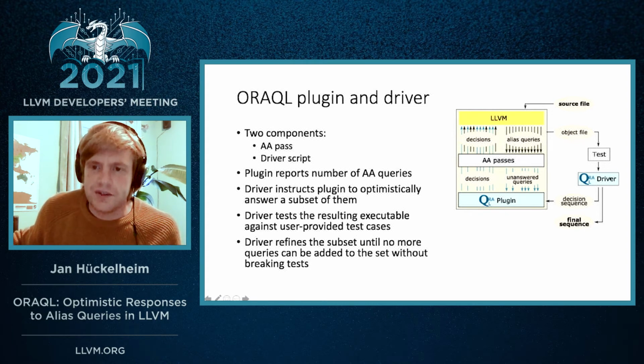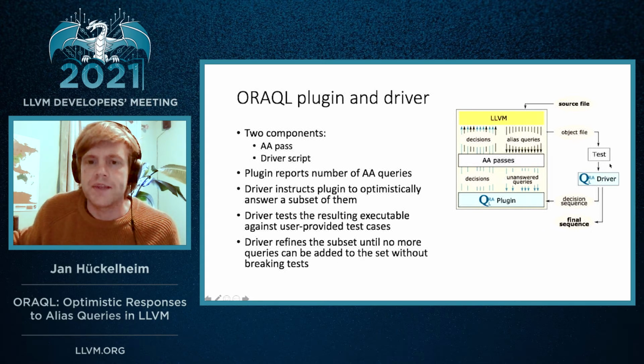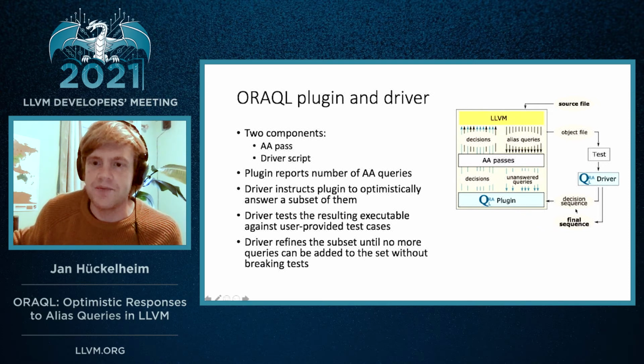This is where the second part of ORAQL comes into play, the driver. The driver will take this optimistically generated executable and put it through a user-given test. Depending on the outcome of that test, the test might either fail if we have been too optimistic, or it might succeed. If it fails, we will refine the decision sequence to pull back on some of these decisions and be less optimistic. If it succeeds, we will try to be more optimistic. The end goal is to find the maximum number of queries that we can answer no alias optimistically. As a result, we will get a final sequence, which will hopefully be the maximum number of optimistic queries that we can give.